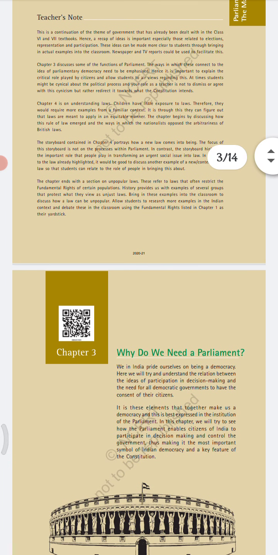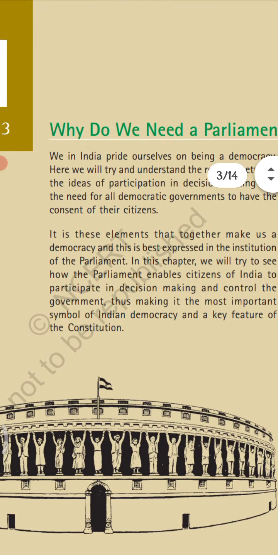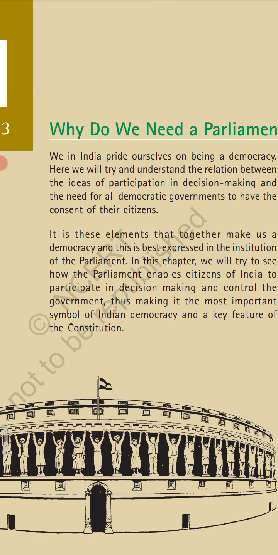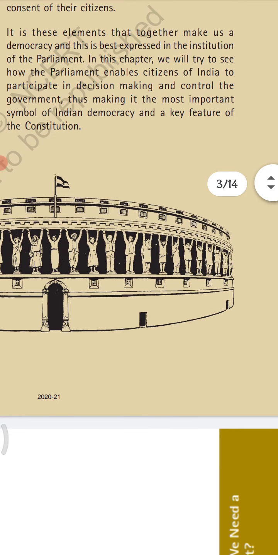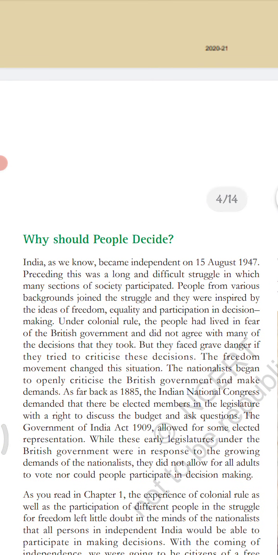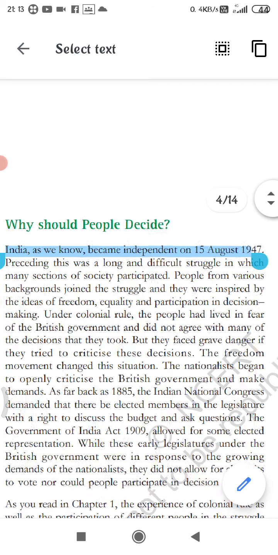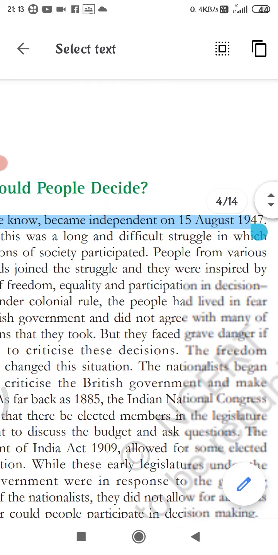We have discussed chapter 3 of civics, that is, why do we need a parliament? We completed the chapter. So, let us discuss some extra question answers, and it will be a kind of recapitulation also. The first question you have to write here, underline this: when did India become independent? It was 15 August 1947.